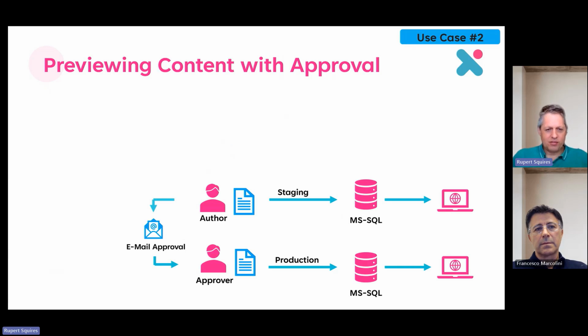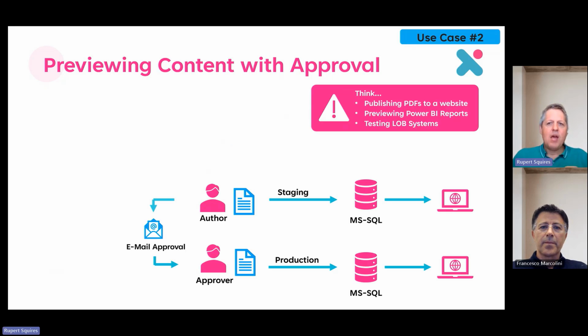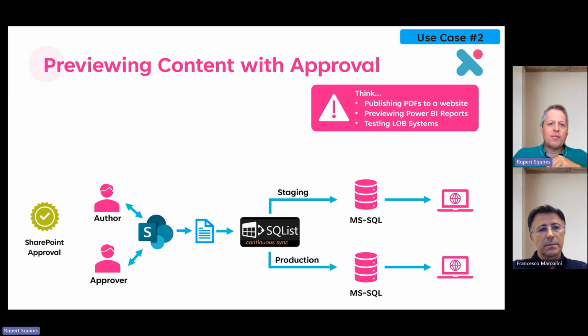So then we talked, myself and yourself, Francesco, about how we can use SQL Express to support this. The example we're talking about here is how I could publish a document out to a website. But it could be that I'm about to make some changes to a Power BI report. How can I do some test data to see how that's going to look before I push that into production? Or testing line of business systems, where you probably have a test environment. How can I reflect how that might work in a production environment and test that too?